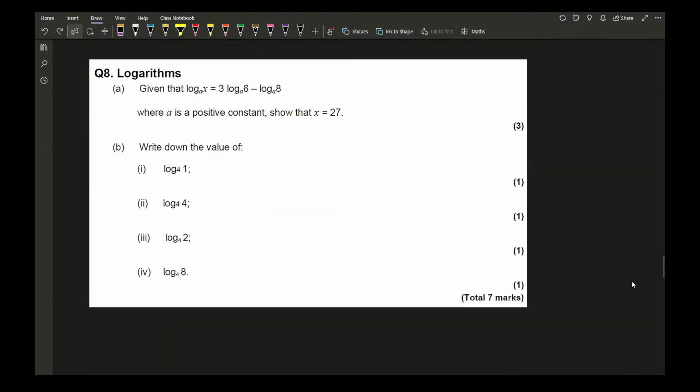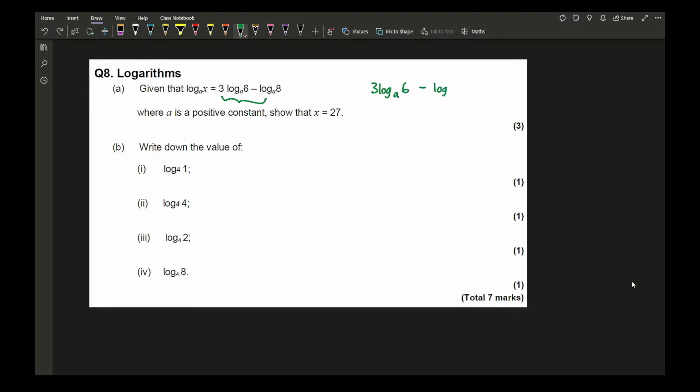So moving on to question 8, which again continues with logs. It says given that log a x equals 3 log a 6 minus log a 8, where a is a positive constant, show that x equals 27. So again, what you want to do here is try and get it written as a single logarithm. My aim is to try and combine these two things here.